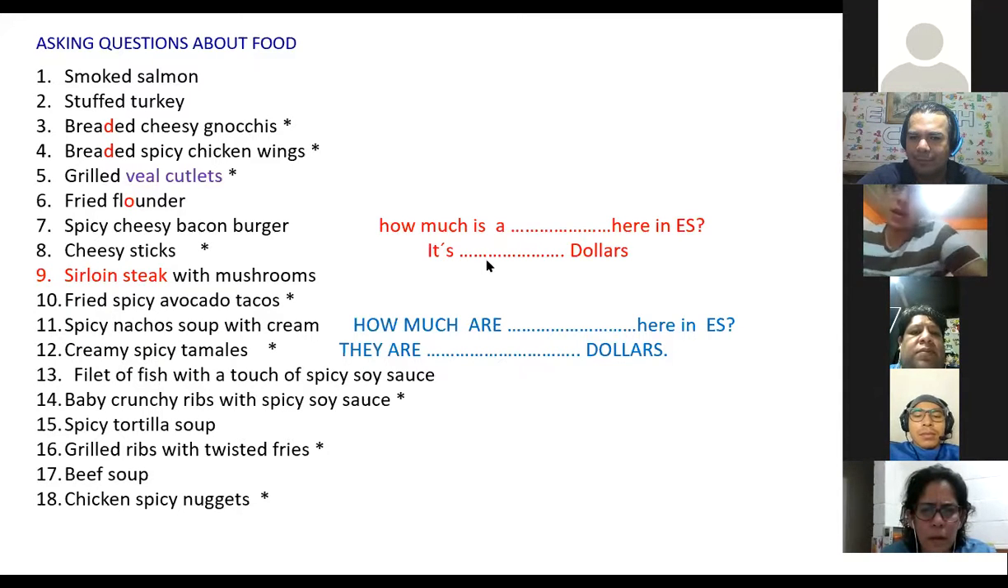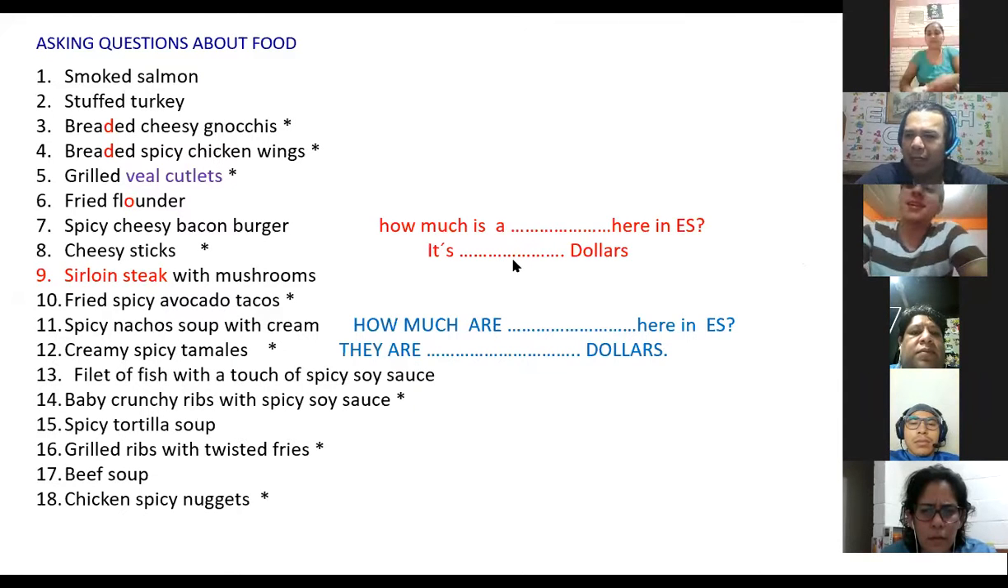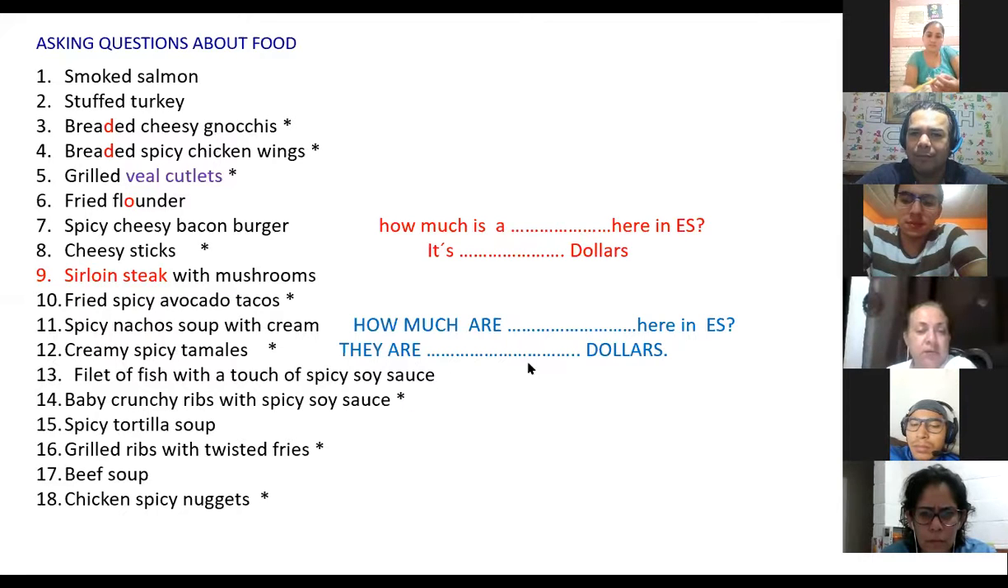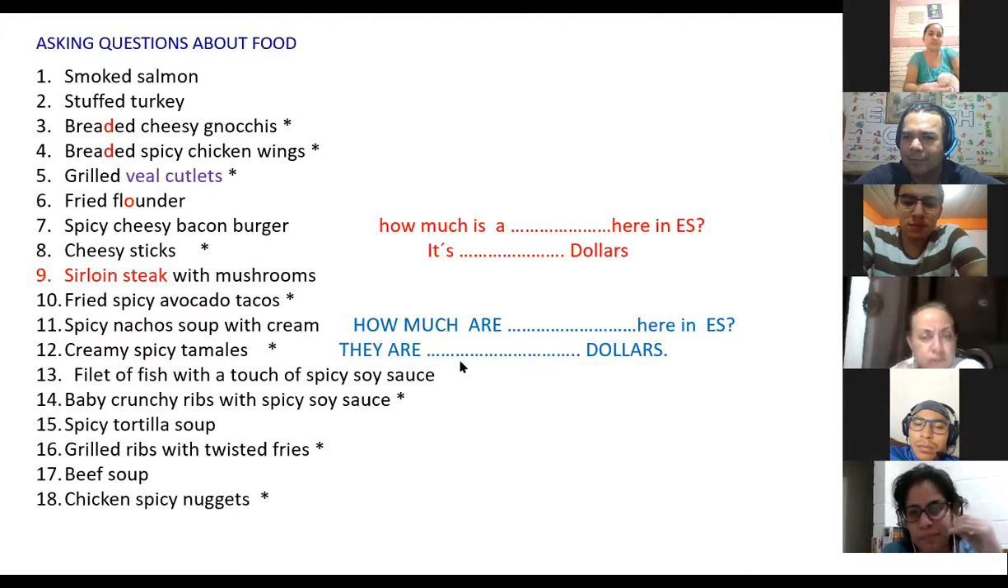It's $10. Okay, thank you. Elizabeth, how much are baby crunchy ribs with spicy soy sauce here in El Salvador? They are $5. Thank you. Alicia, how much are fried spicy avocado tacos here in El Salvador? The microphone, Alicia. They are $5. Perfect.